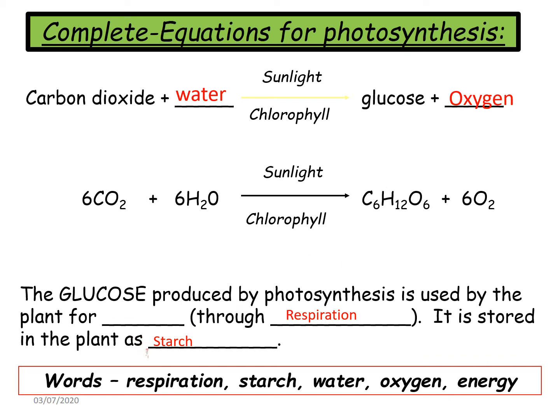But what really happens to the glucose? Well, it is used for the plant to respire during the night, and it is also used for storage and for the making of other nutrients the plant needs, such as proteins, fats, and oils.